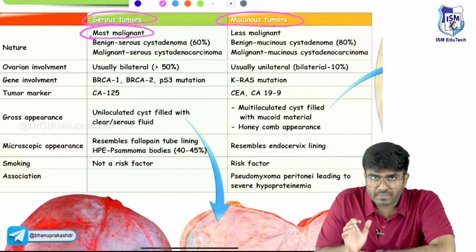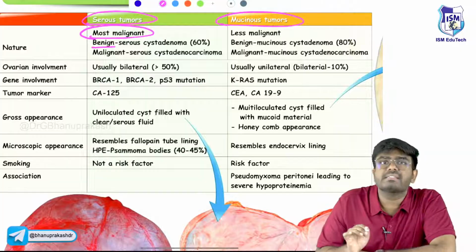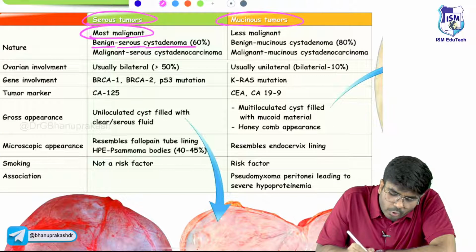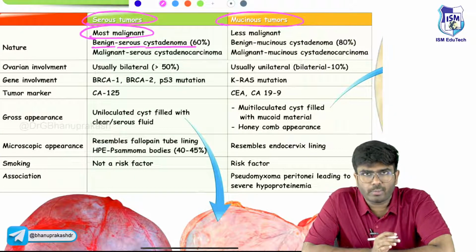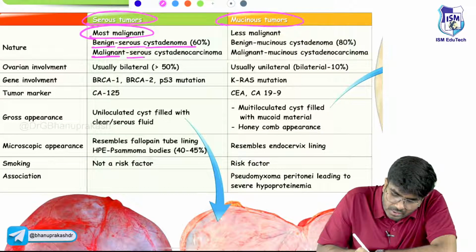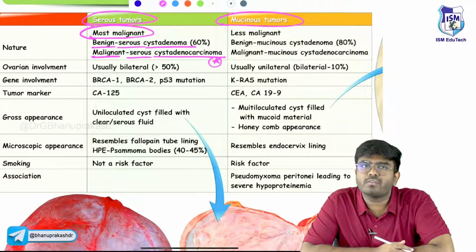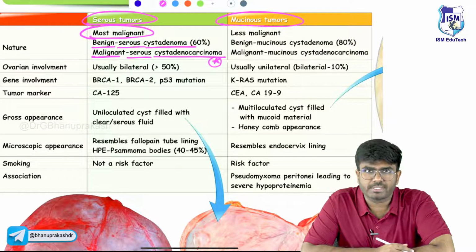Means first they will start as adenomas. See, benign serous tumors are called serous cystadenoma. Serous cystadenoma is a benign tumor. It will turn into cancer. Malignant is called cystadenocarcinoma. So serous tumors are of two types: serous cystadenoma and serous cystadenocarcinoma. They are the most malignant, dangerous guys.